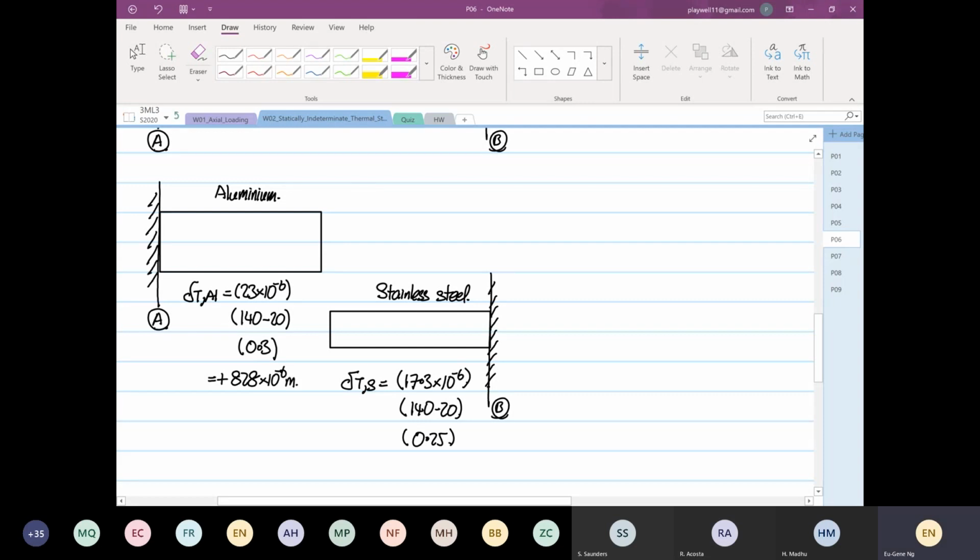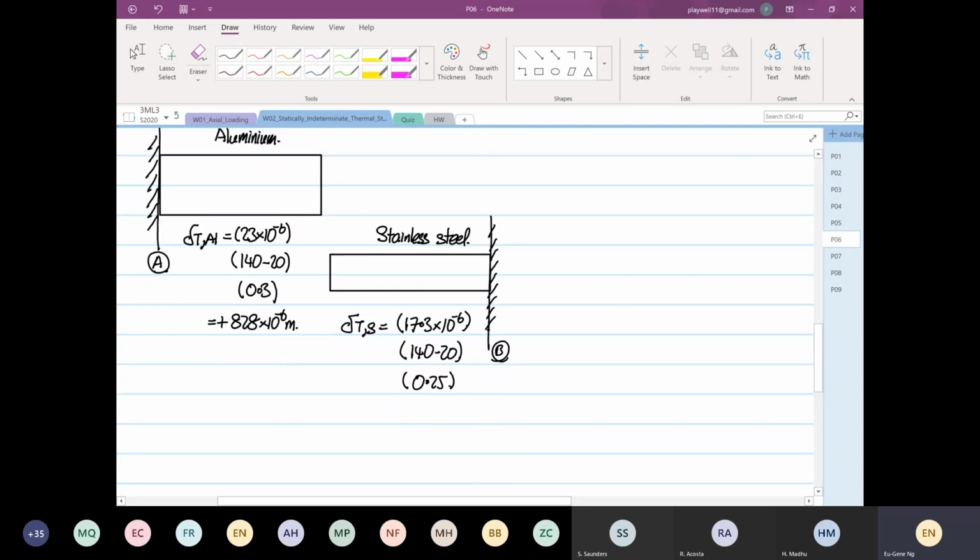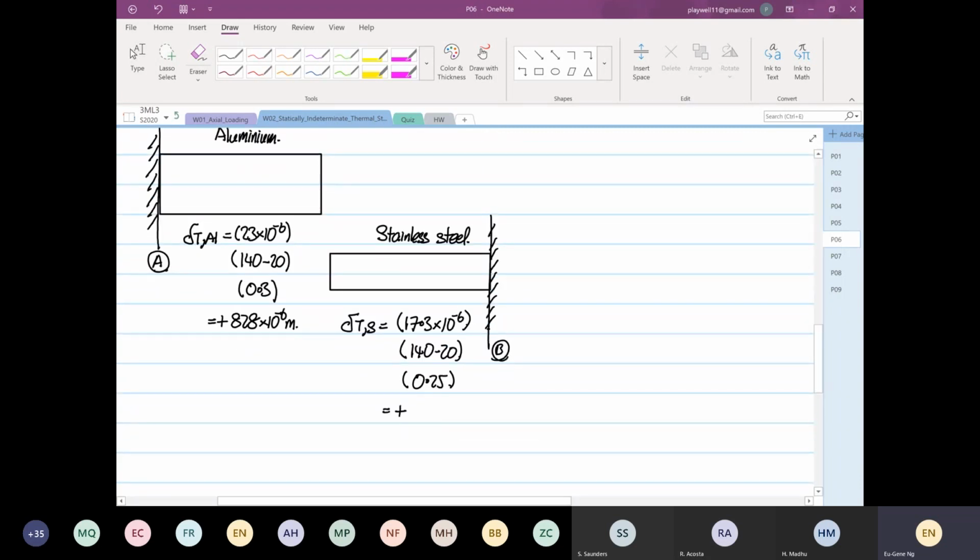Now, plus means what? It's going to be in tension. I mean, it's going to elongate, right? So this will be equal to plus 519 times 10 to the power minus 6 meters.